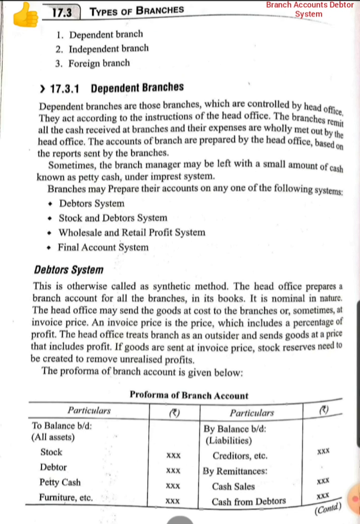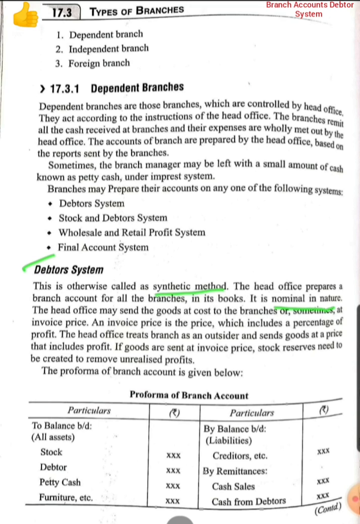In dependent branches, the branches prepare their accounts in one of the following systems: the debtors system, stock and debtors, wholesale, and final account system. In today's class, we will be discussing the debtors system. It is also called the synthetic method. The head office prepares the branch account for all the branches in its books.